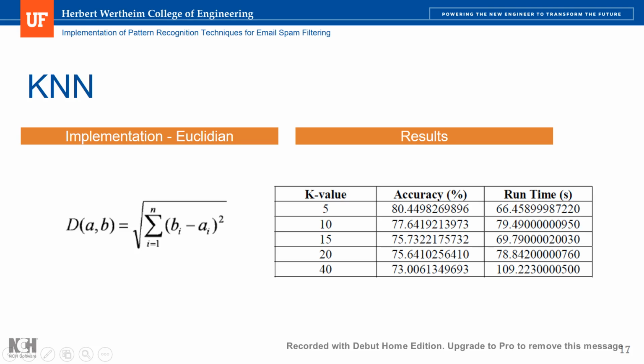We can very clearly observe a pattern here. When k was 5, the accuracy was 80%, and as k increases, the accuracy keeps on decreasing. Also, if you observe the run times, starting from k equal to 5 and moving up to 40, the runtime increases. So the pattern suggests that as the k value is increased, the accuracy goes down and the runtime taken to execute the algorithm increases.